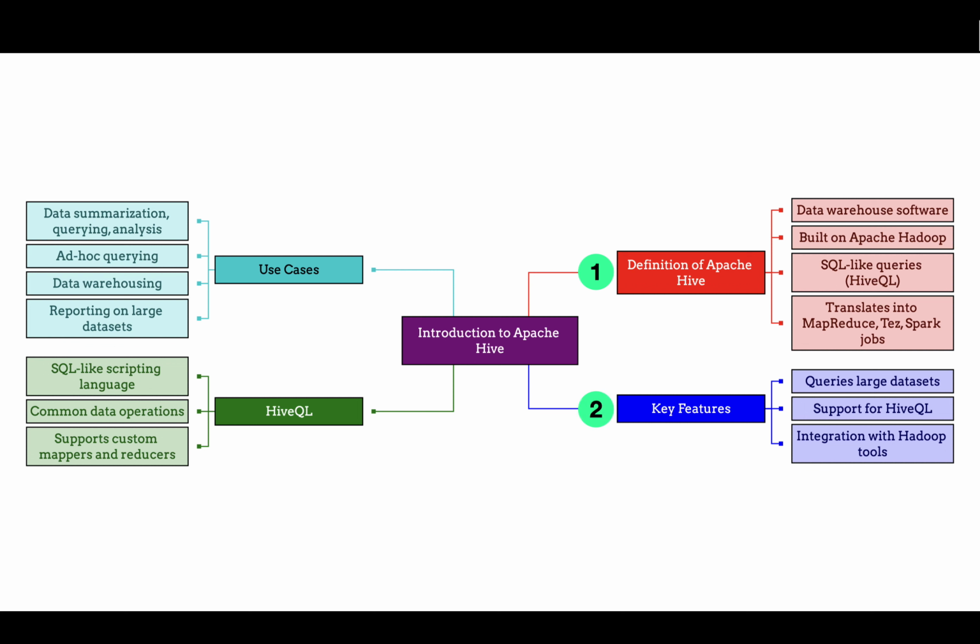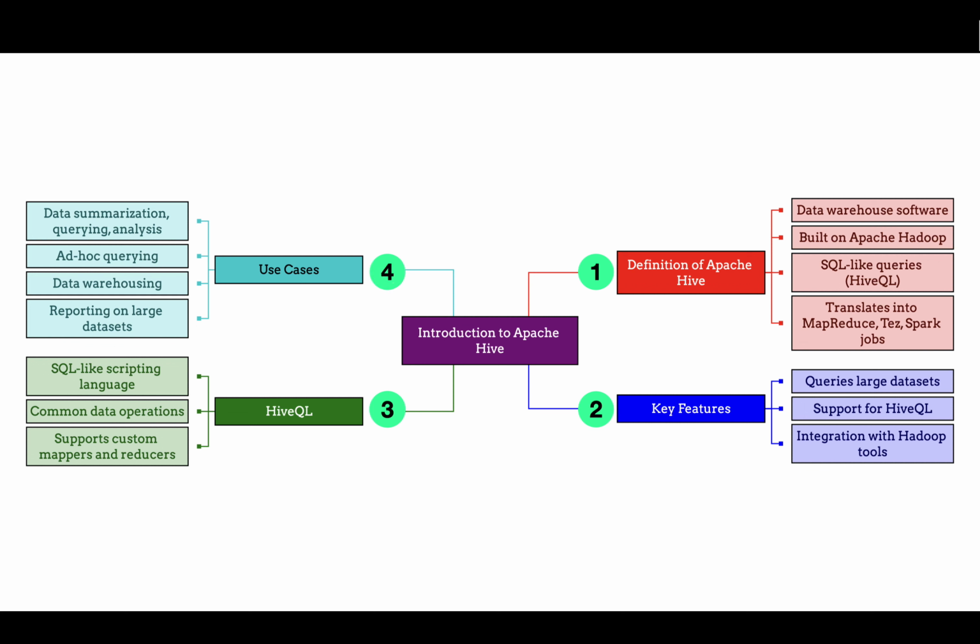2. Key features. Hive features include its ability to query and manage large datasets residing in distributed storage, support for HiveQL, a SQL-like query language, and integration with Hadoop and other data processing tools. 3. HiveQL. HiveQL is a SQL-like scripting language for querying data in Hive. While it is similar to SQL, it also allows traditional map/reduce programmers to plug in their custom mappers and reducers.